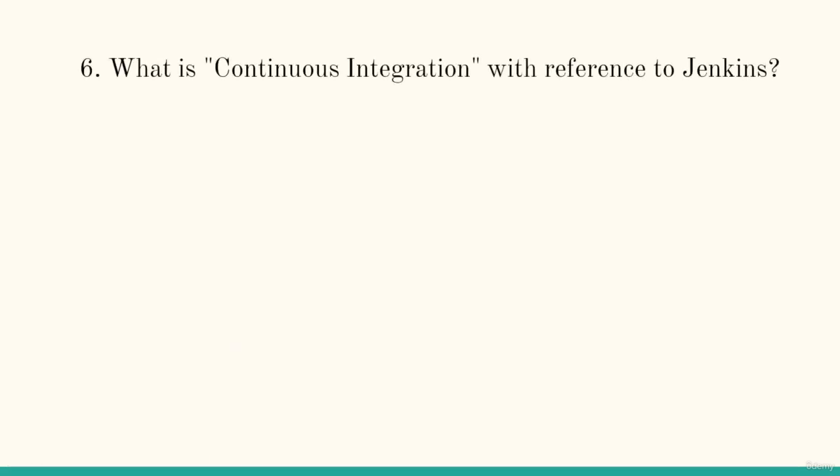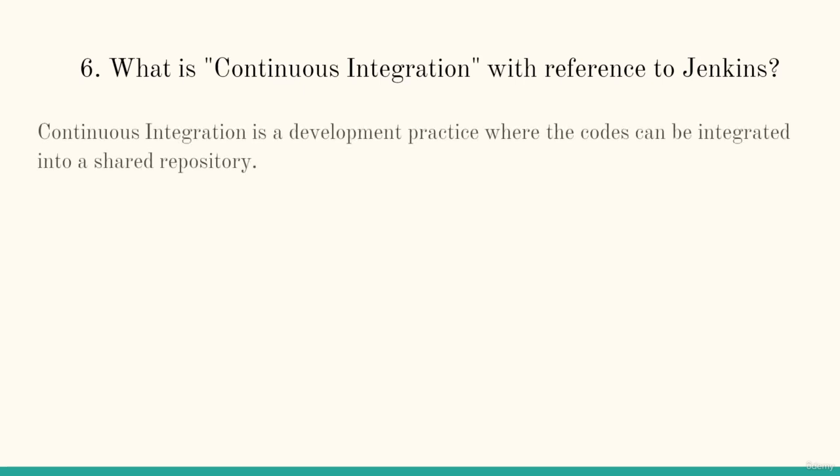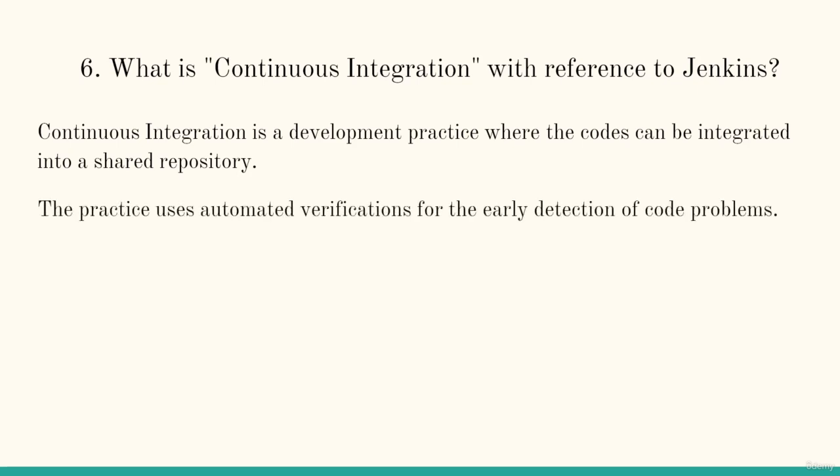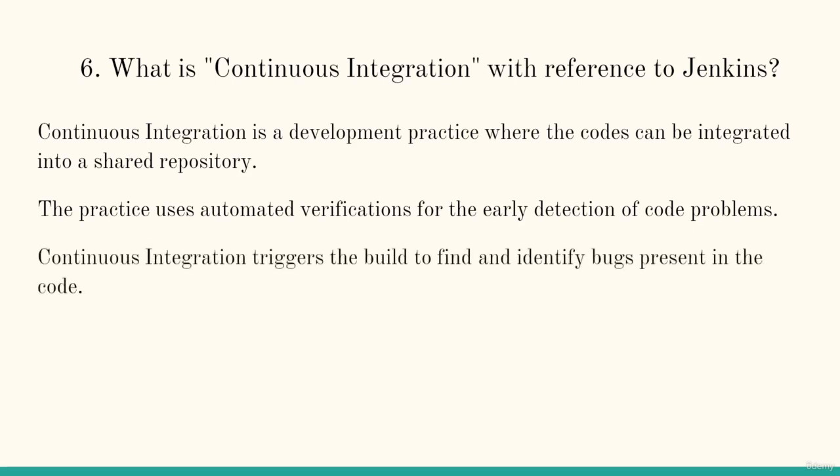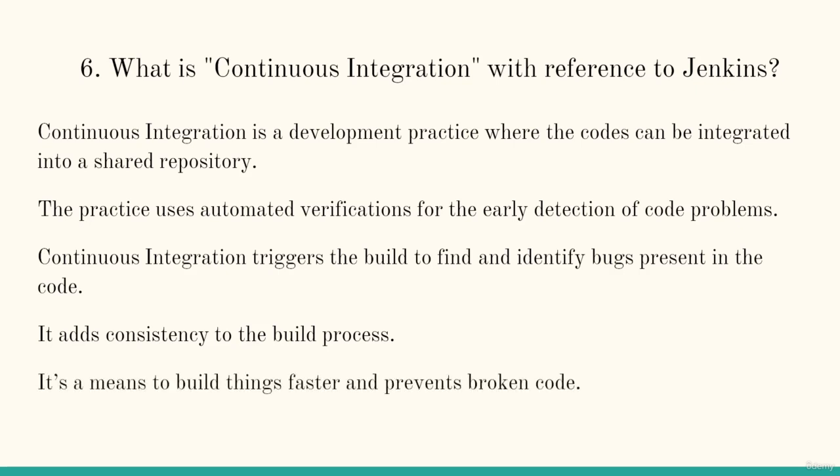What is continuous integration, or CI, with reference to Jenkins? Continuous integration is a development practice where code is integrated into a shared repository. The practice uses automated verification for early detection of code problems. Continuous integration triggers the build to find and identify bugs present in the code. It adds consistency to the build process. It is a means to build things faster and prevents broken code.